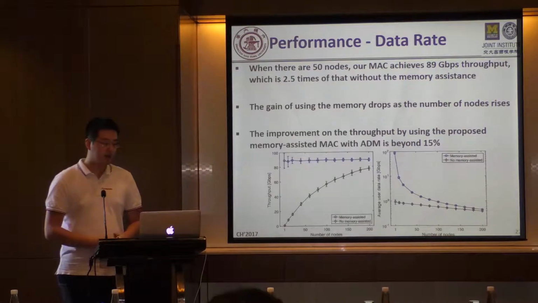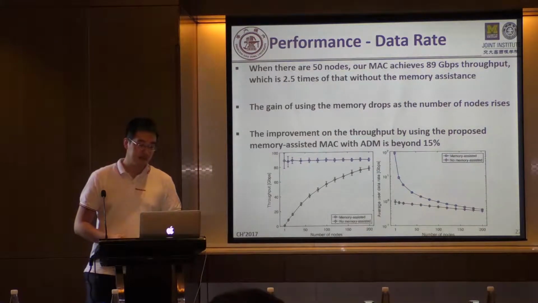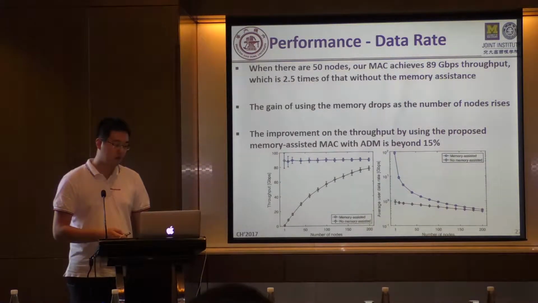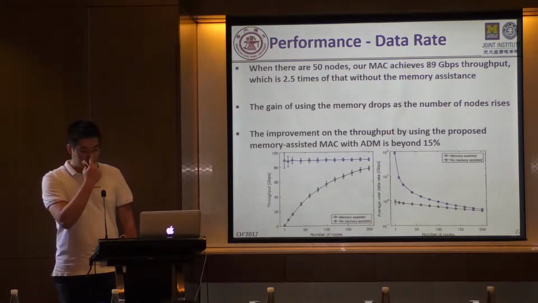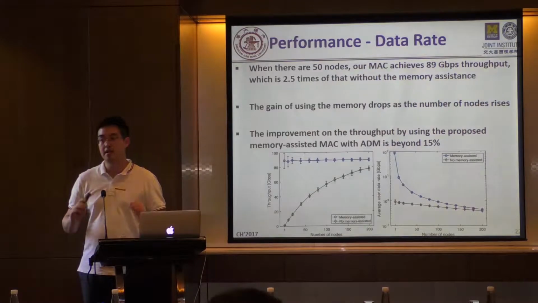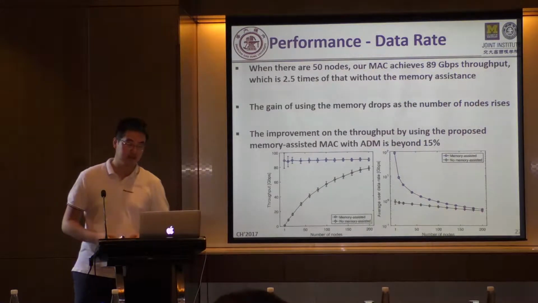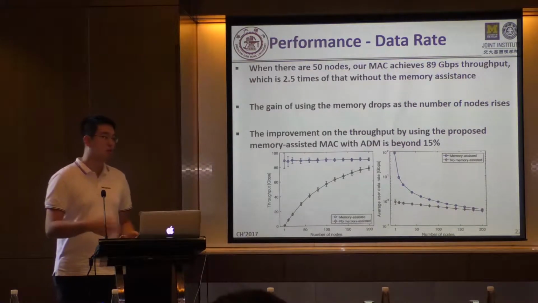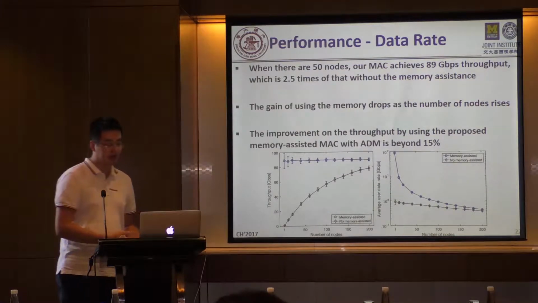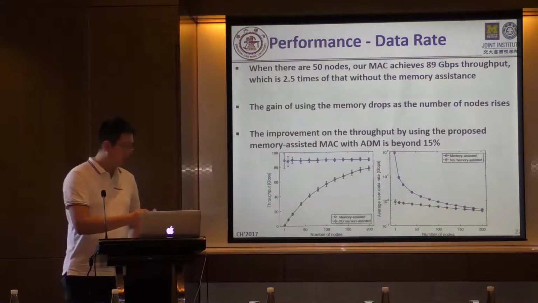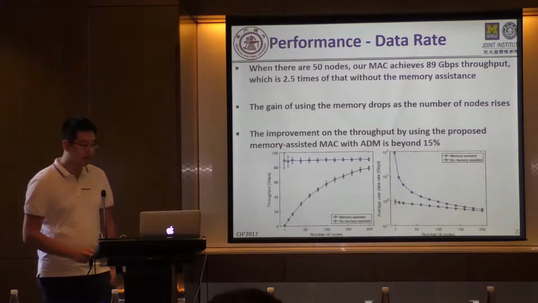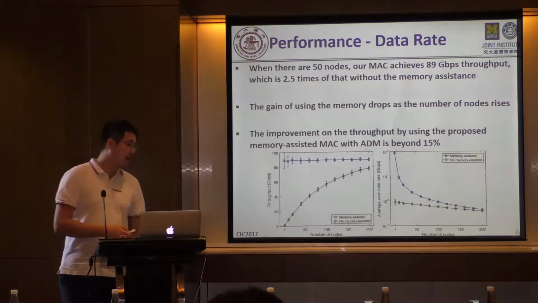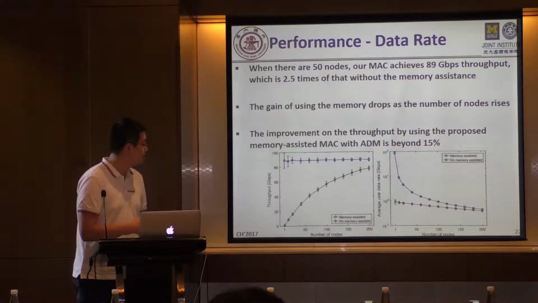Okay. Then we check the performance. First, the data rates: we compare with the one without memory assistance. As we said, those are preliminary results. We are extending to a longer and more complete version, of course, to compare with other schemes. And apparently, the blue curve is our result with the memory, and the black one is without the memory.